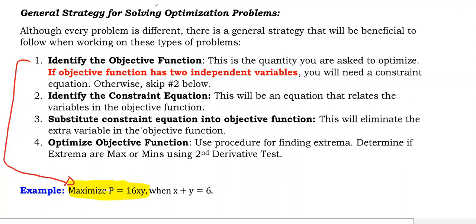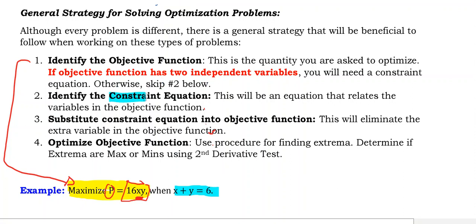Now, if the function has two independent variables, we need a constraint. And so this does have two independent variables. It has an x and a y, where p, whatever p stands for, maybe profit, is the dependent variable, but x and y are the independent variables. In other words, we have two variables over here in the rule of the function. When that occurs, we need to find a constraint equation. And so the constraint equation in this case is x plus y equals 6.